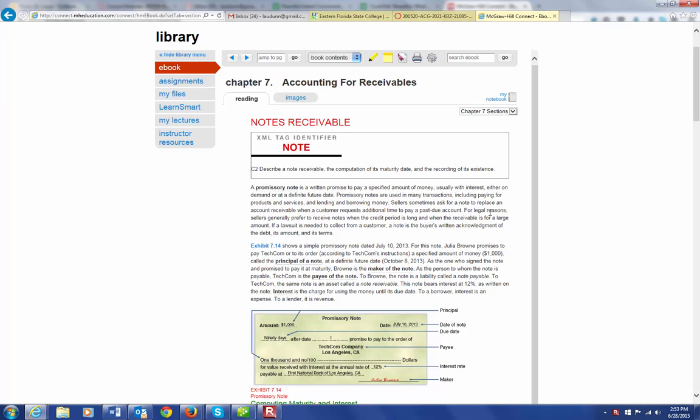A seller will ask for a note sometimes to replace an accounts receivable if a customer requests more time to pay for a past due account. And there's legal reasons why you might want to do that.